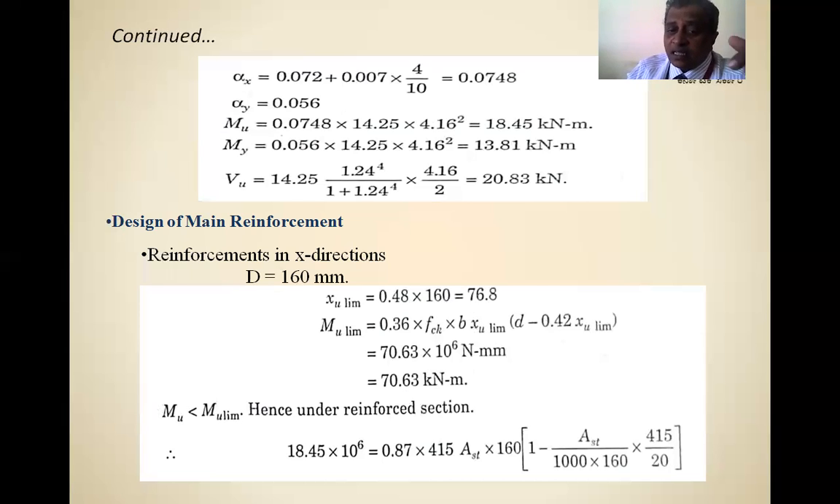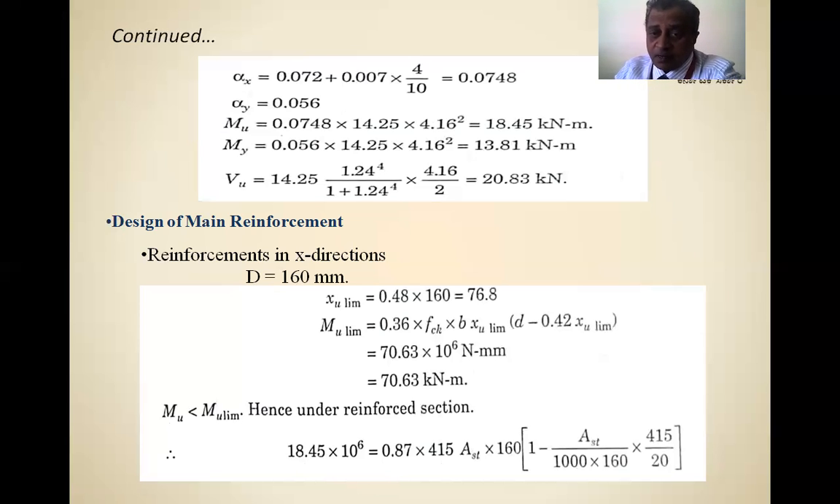So with respect to that, Mu limit is 70.63. Hence, the limiting moment is more than the actual moment. Hence, the slab is designed as a singly reinforced slab. It is a two-way slab, but it is designed as a singly reinforced slab. Mu is less than Mu limit, hence under-reinforced, singly reinforced and under-reinforced. For under-reinforced sections, the formula is there for Ast X, the Ast required in the X direction.